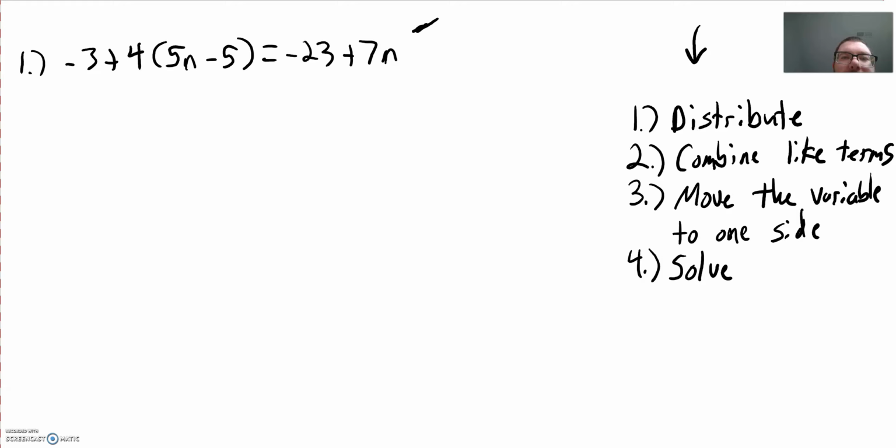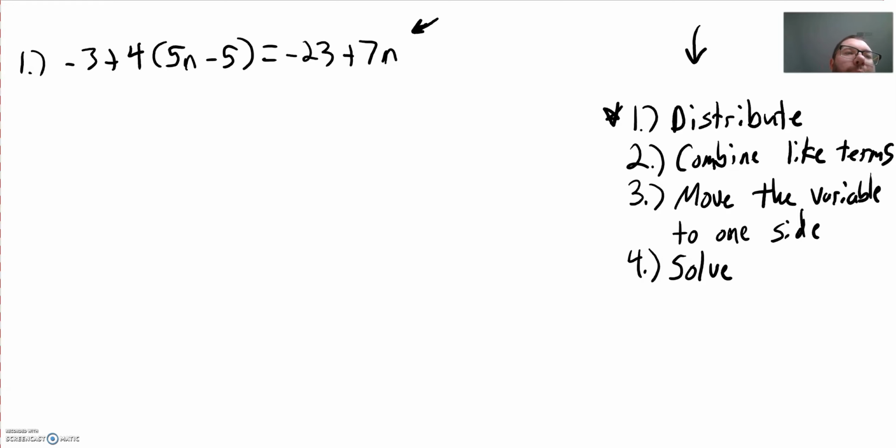So this one right here. We have -3 plus 4 times (5n minus 5) equals -23 plus 7n. So the first thing we're going to do is we're going to distribute, right? So we have that 4 in front of the parentheses. Now, one of the biggest mistakes I see is a lot of students try to combine -3 and 4 first before they start. That is a mistake. You can't combine those two.